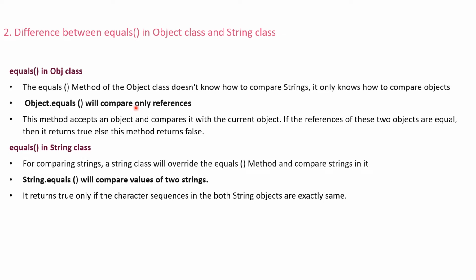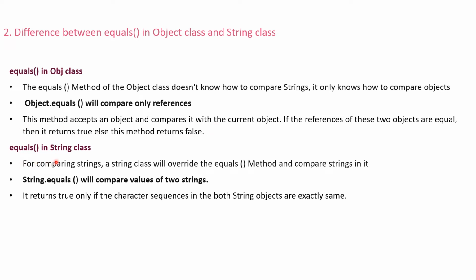It actually compares the references of the objects: it accepts an object and compares it with the current object. If the references of these two objects are equal, then it will return true, otherwise this method will return false.